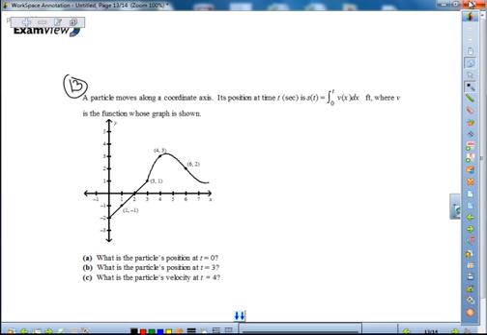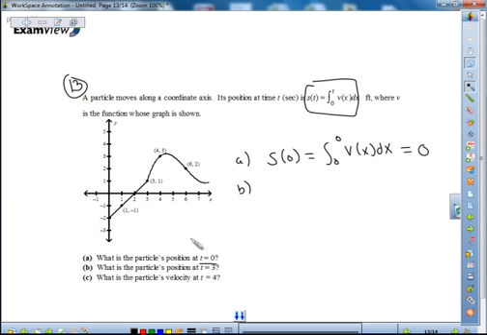Number 13, a particle moves along the coordinate axis. Its position at time t is the integral from 0 to t of v of x, where v is the function whose graph is shown below. So we're given the graph of the velocity, so we know the graph of the derivative. A says, where is the particle at t equals 0? So this is my position. So s of 0 is going to be from 0 to 0. So I'm not going anywhere, so my position would be 0.